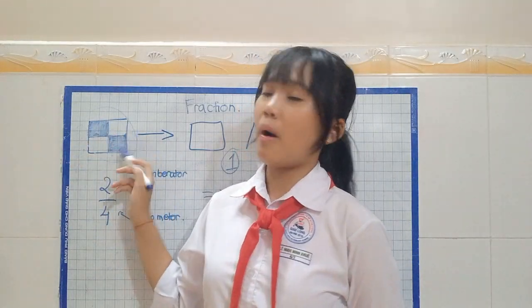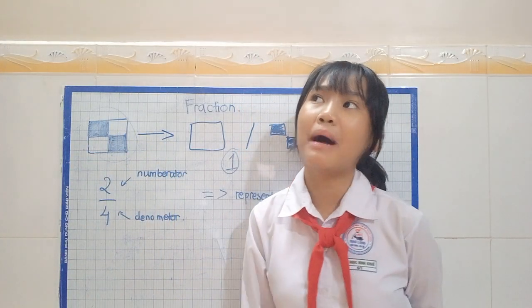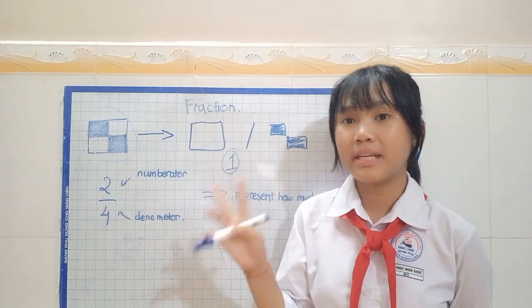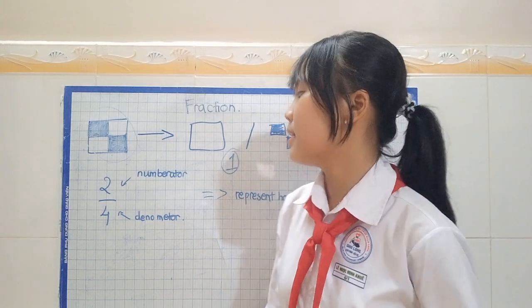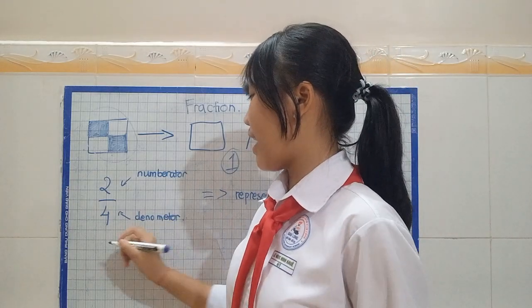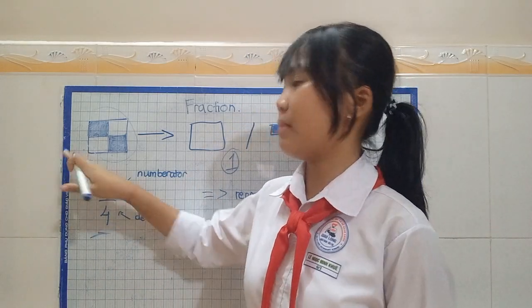But imagine we just cut the rectangle into 4 parts. And we just take 2 parts of it. Then how much are we having right now? 2 pieces, right? And it's cut in 4. And so this would be the fraction that we have that represents this picture.